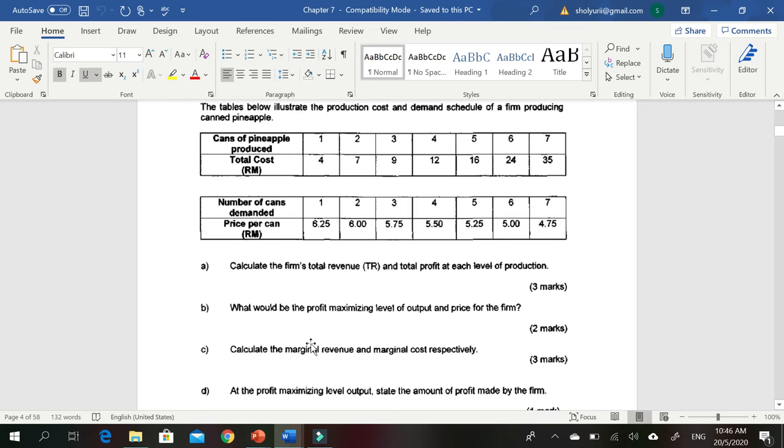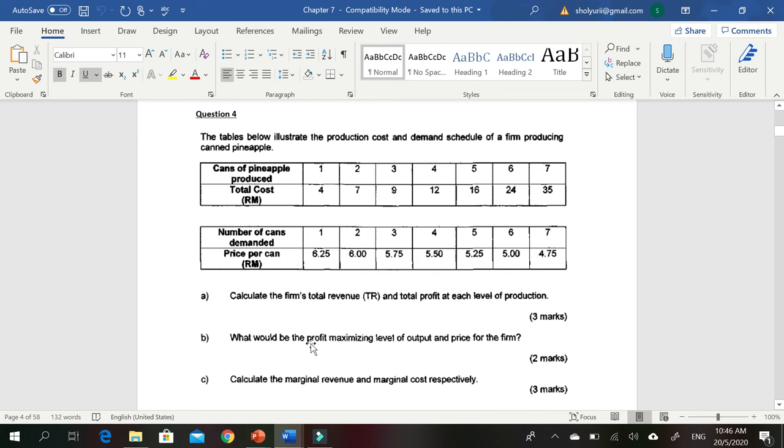Okay. And for this one, calculate the TR. Okay, you can also calculate this one. Cans of pineapple produce, this is quantity. This is total cost. Number of can demanded, sama je can produce, this is quantity also. This is price. So price times quantity dapat TR. Okay.